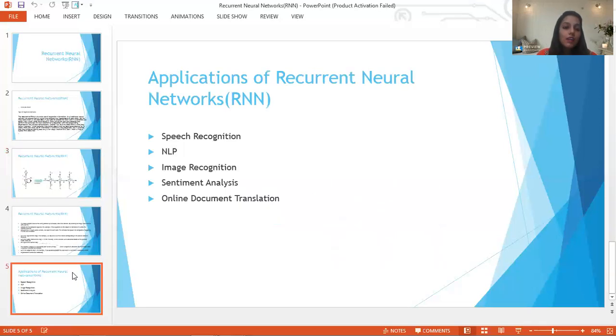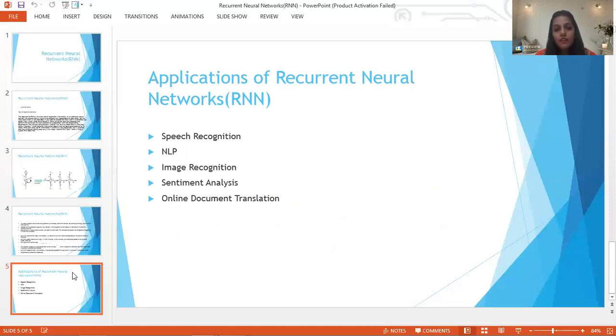So basically, what are the applications of recurrent neural network? As I already told you, it works with online document translation and sentiment analysis. In sentiment analysis also, we have sequential data based on the sentiments and the mood. So it's also working in fitness bands. Mood prediction is also there. How can a smartwatch predict our mood? It's based on sentiment analysis, right?